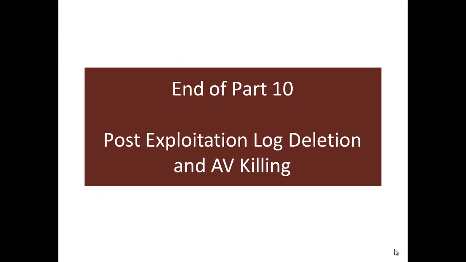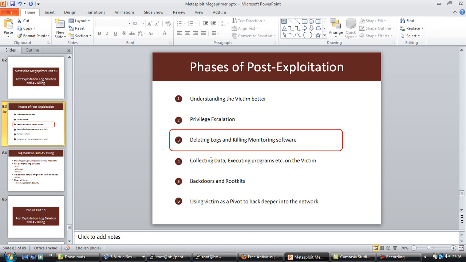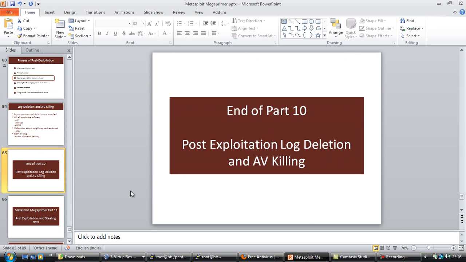So in this video, we learned how to kill AV processes and do log deletion. One of the interesting things we did was, even though the kill AV script did not kill the AVG antivirus as required, we were able to figure out how to kill it eventually. In the next video, we will look at the next phase of post-exploitation, which is how to collect different data and execute programs on the victim, right?